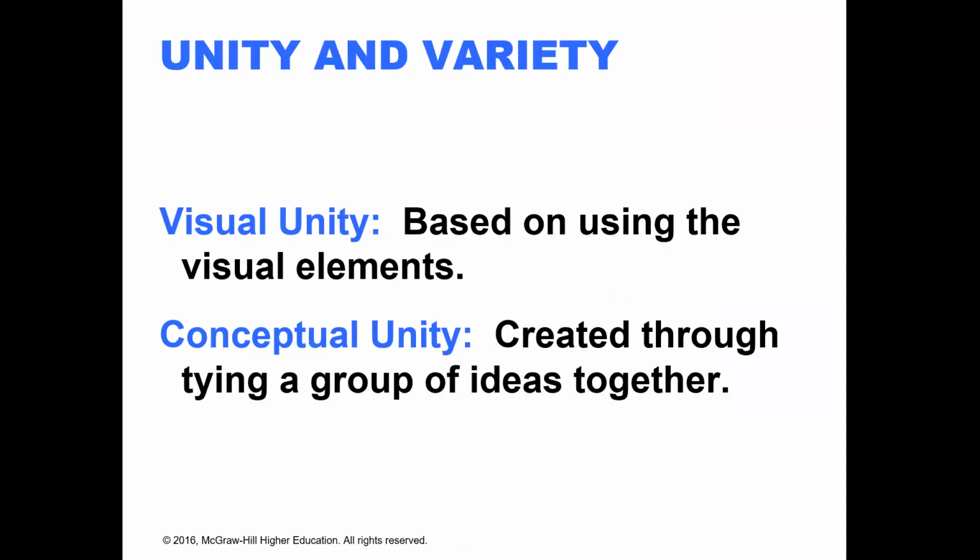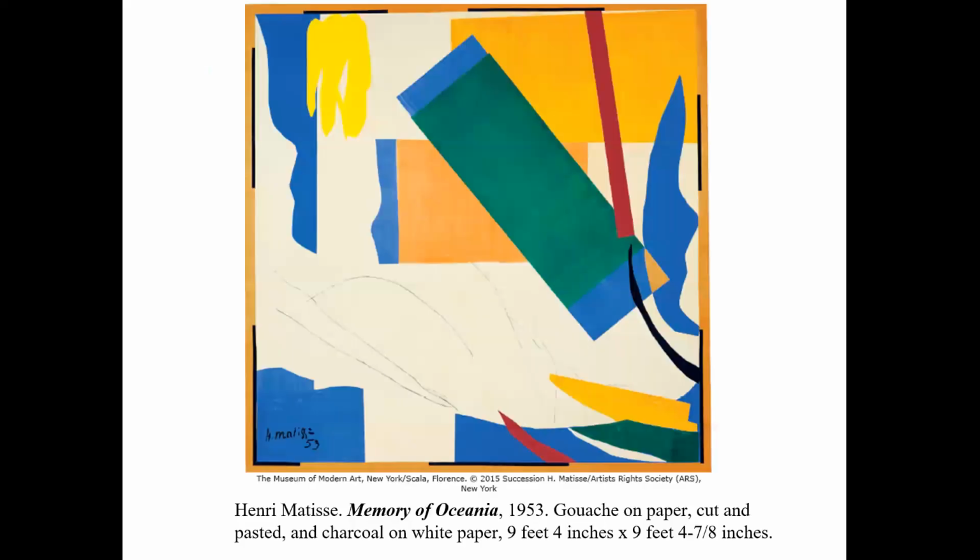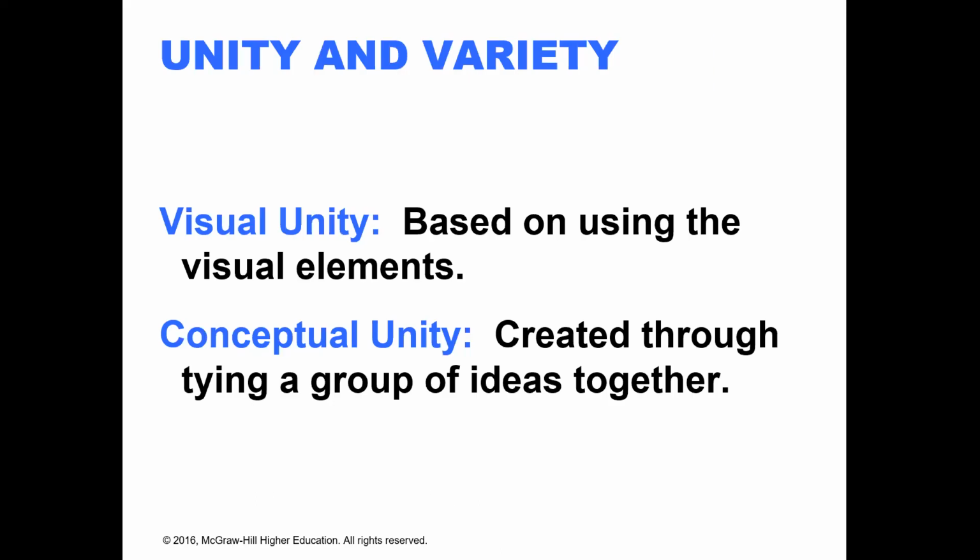So unity and variety, we have both visual unity based on using the visual elements, as we saw in the Matisse painting. Is it a painting? Sorry, it's more of a collage. And then we have conceptual unity created through tying a group of ideas together.